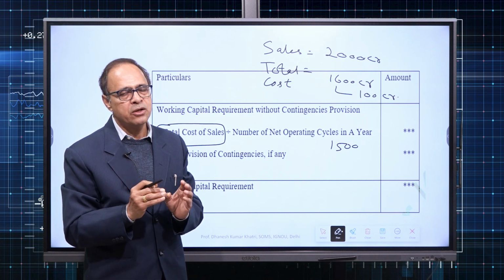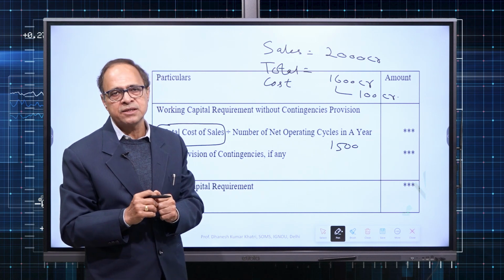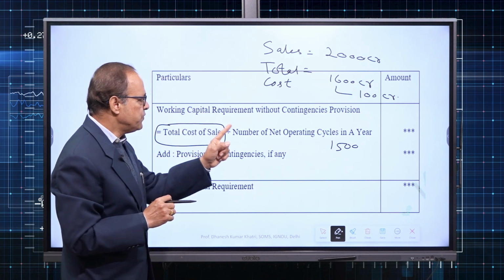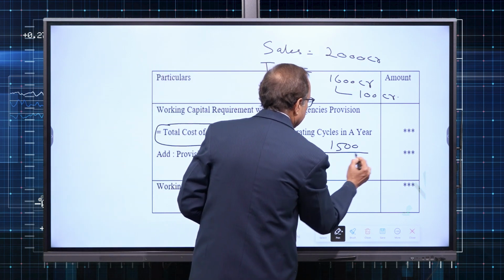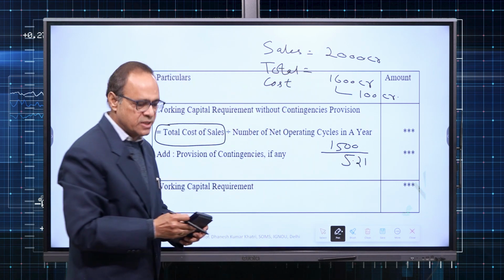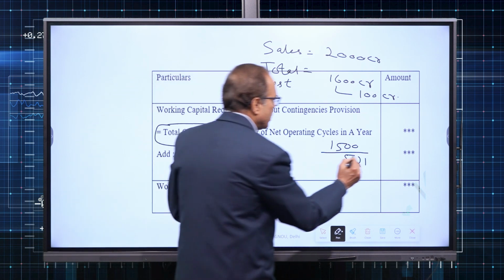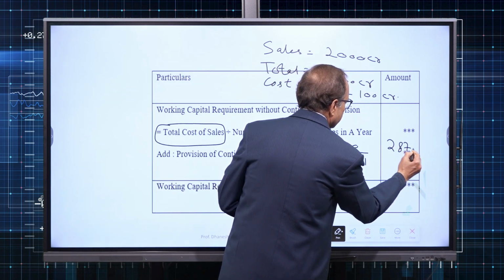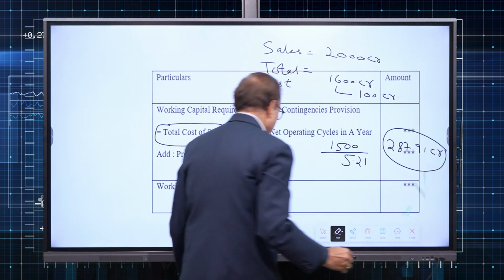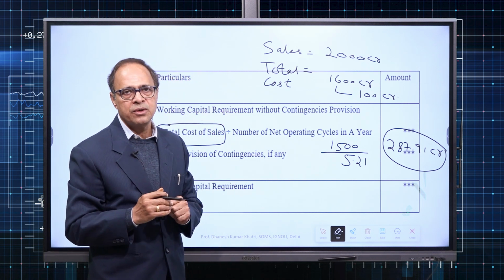In my opinion, it will not be 1500 crore. Reason being, it will be affected by the number of cycles, that is, the number of net operating cycles. So, here comes the role: 1500 crore divided by, let us assume there are only 5.21 cycles which we calculated a few minutes ago. So, 1500 divided by 5.21, we get 287.91 crore. That means to say your requirement for working capital without contingency is 287.91 crore, not the 1500 crore.